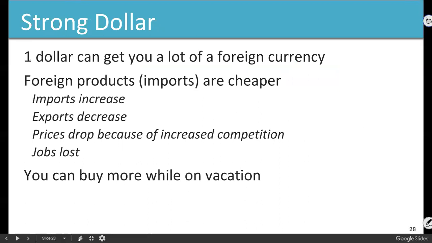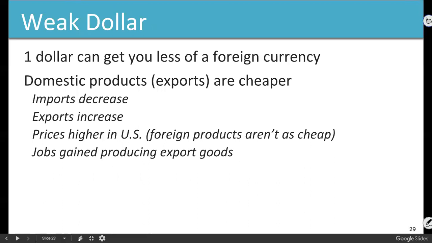With a strong dollar, $1 can get you a lot of money in a foreign country, and that makes foreign products cheaper. So we end up getting more imports, and we do less exporting. Prices end up getting lower because we're bringing in more cheaper stuff comparatively. Jobs get lost here, but it's not bad when you go on vacation. The weak dollar gives you the opposite effect: less imports, more exports, and jobs gain.